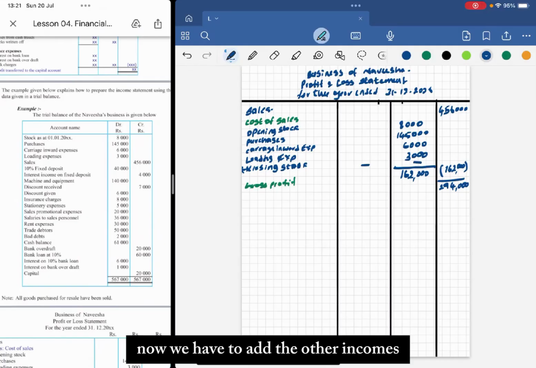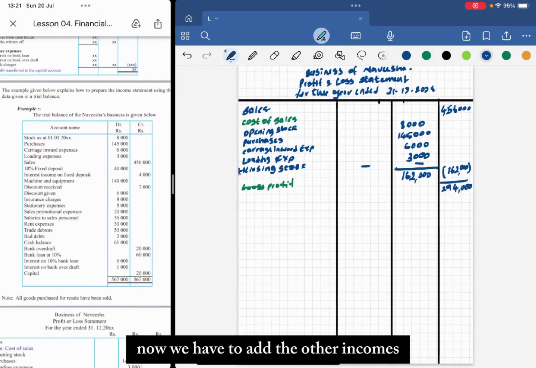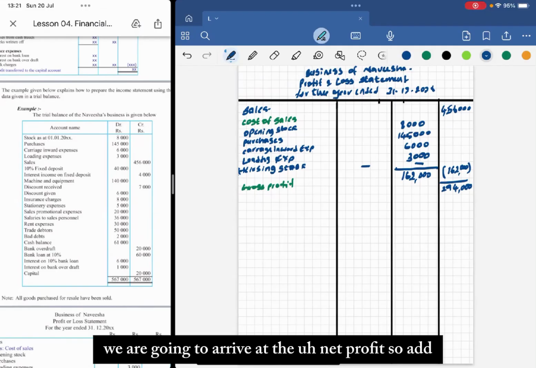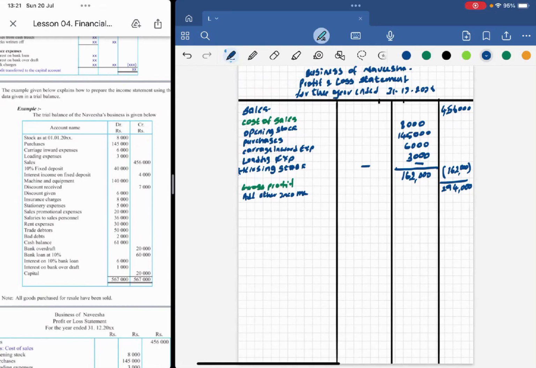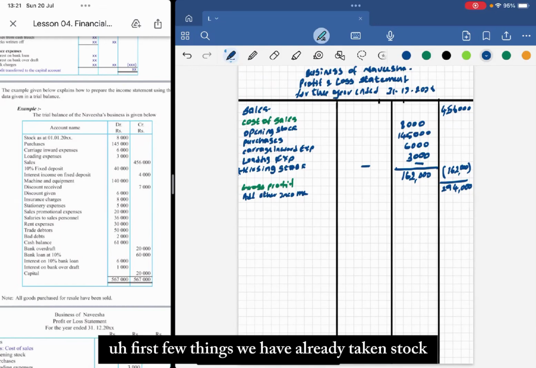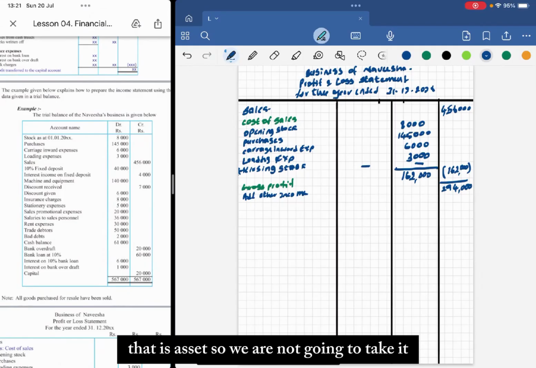Now we have to add the other incomes. We are going to arrive at the net profit. So add other income. What are the other incomes? The first few things we have already taken: stock, purchases, carriage inwards, loading expenses, and sales. Now they say 10% fixed deposit, which is 40,000, that is an asset, so we are not going to take it. And then they say interest income on fixed deposit is 4,000.